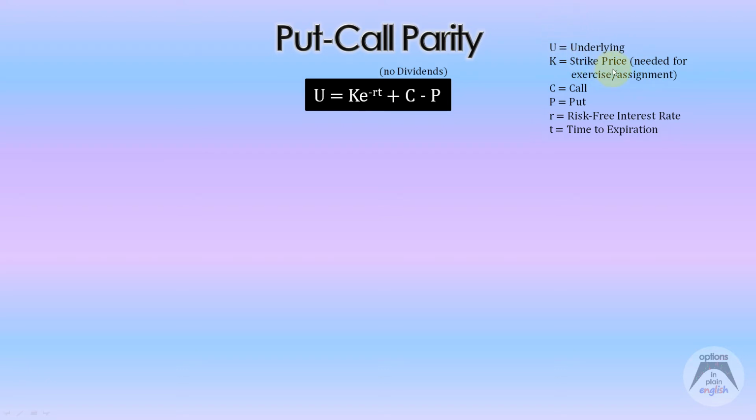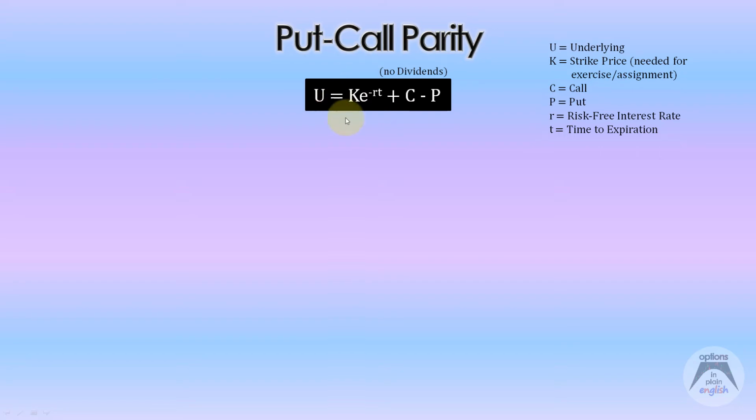K is the strike price, which is the money that's going to be needed either to exercise or to get assigned on a certain position, depending on whether you're long or short calls or puts. C is going to be the call, P is going to be the put, R is going to be the risk-free interest rate, and T is going to be the time to expiration.